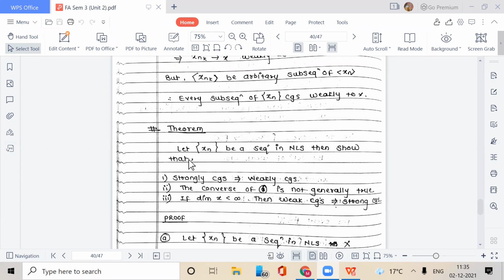Next theorem is: let x_n, n equal to 1 to infinity, be a sequence in a normed space. Then show that strong convergence implies weak convergence with the same limit. If x_n converges to x strongly, then it converges to x weakly also. Number 2, the converse of part 1 is not generally true. That is, if a sequence x_n converges to x weakly, it does not imply that it converges to x strongly.